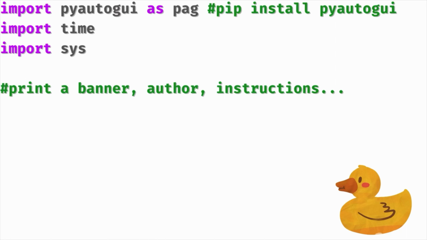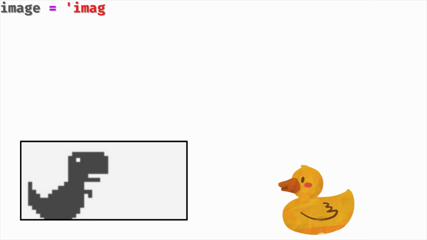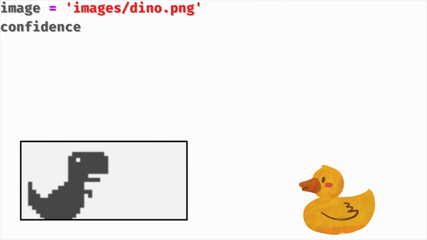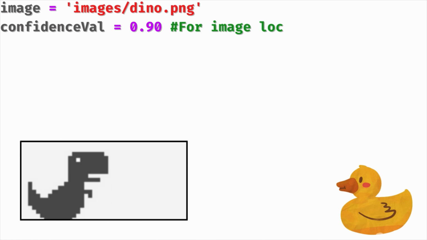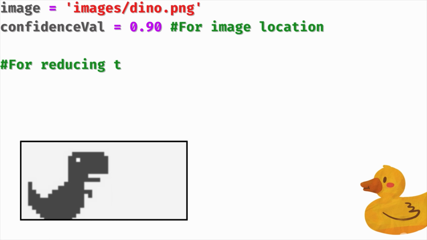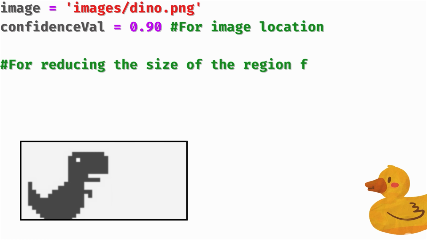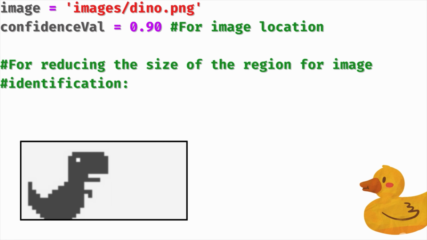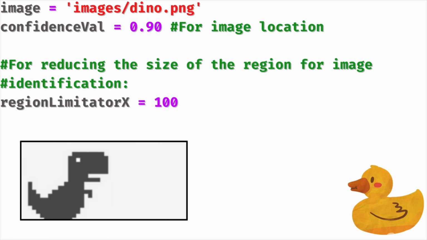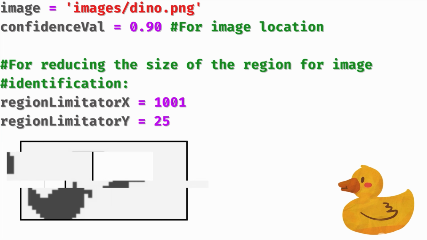We'll also use the time and system libraries for our script, and we can display any type of message that we want. We'll need to actually start playing the game and take a screenshot of a section that shows the upper body of the dinosaur and a little bit of white space to the right. We mainly include the white space to give our script time to identify obstacles.